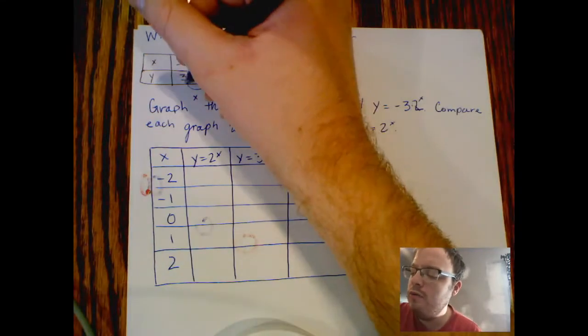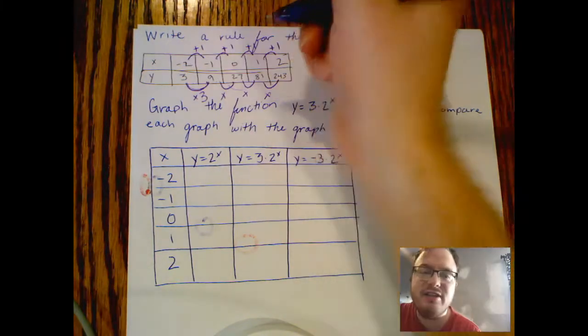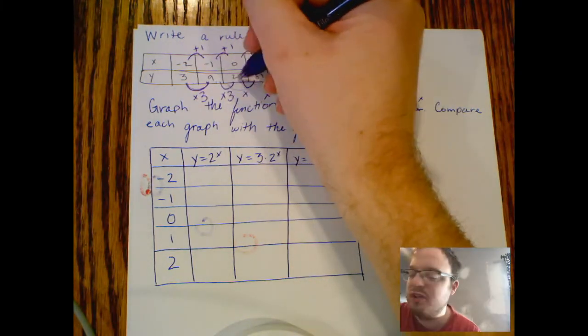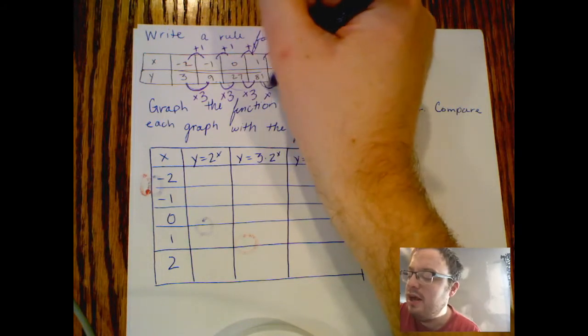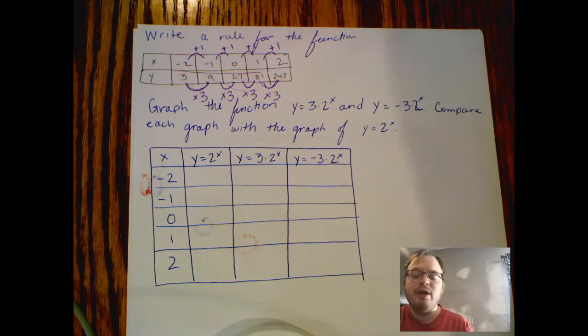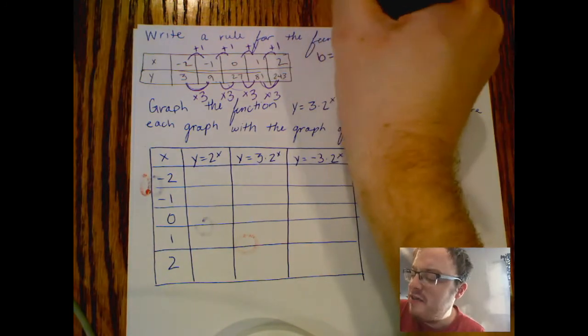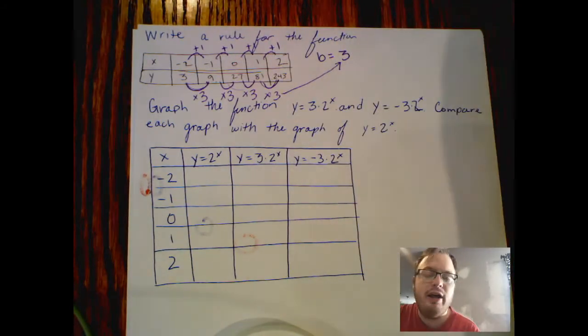So what we realize is 3 times what gives me 9? Well, that's 3, and let's see if that's consistent. Is 9 times 3 equal to 27? It is. 27 times 3 is 81, and 81 times 3 is 243. So now I just found my b value. My b value is this number that we're multiplying by over and over and over again.